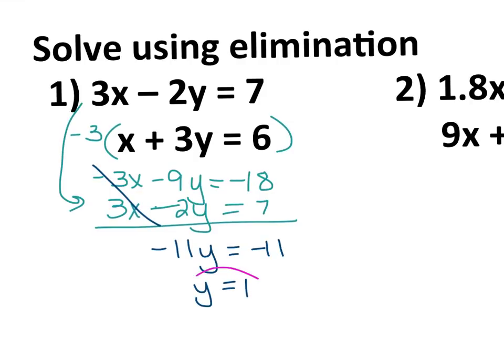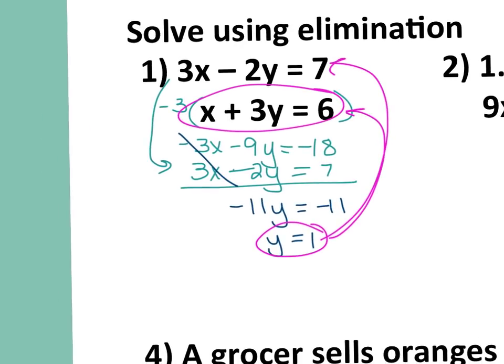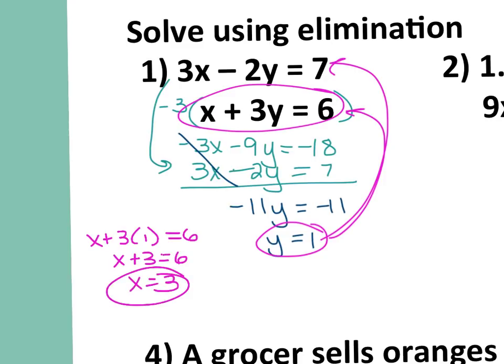Then I'm going to take that and plug it back in. You can plug it back into either equation. So I'm just going to plug it back into the bottom one. x plus 3 times 1 equals 6. So x plus 3 equals 6, and x would equal 3. So then your answer is going to be in coordinate point form, (3, 1).